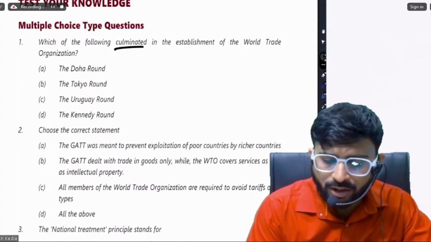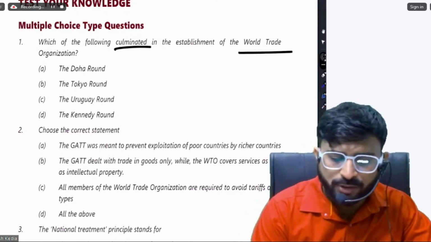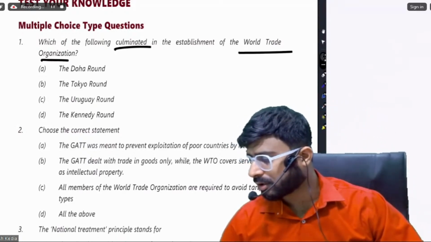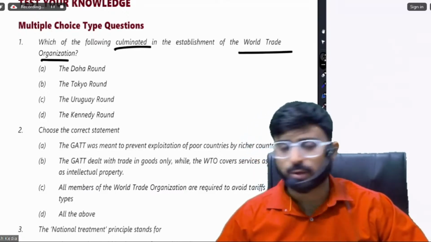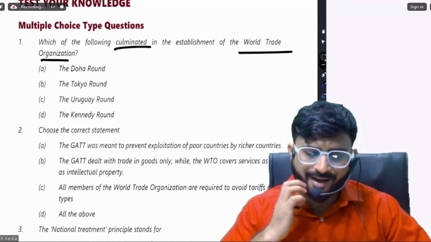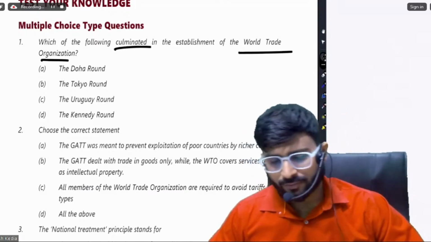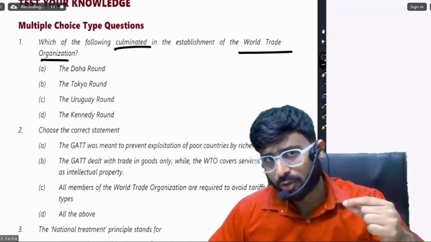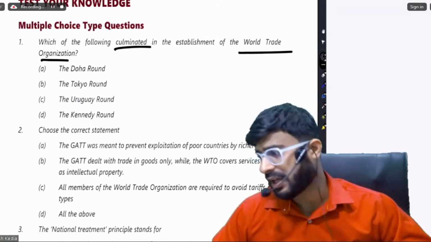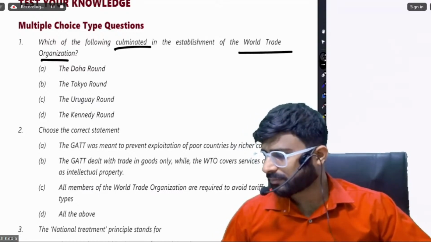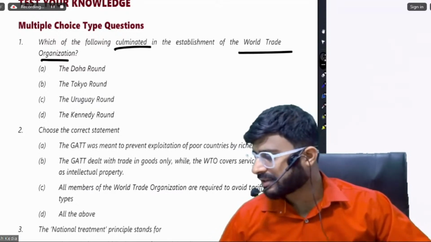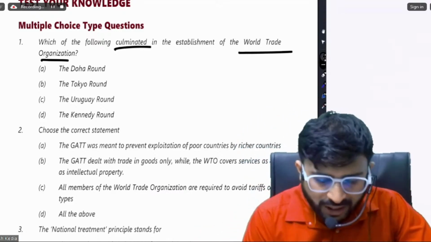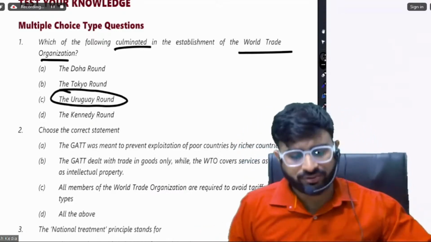Which of the following culminated in the establishment of WTO? A very easy question. If you have all heard the lecture so far, you will be able to answer correctly. Come on. What say everyone? WTO was formed under what? Was culminated under which round? We have discussed that. Very good. I can see the answers coming and everybody remembers. That is very good to see. People are telling the Uruguay round. Very good, friends.